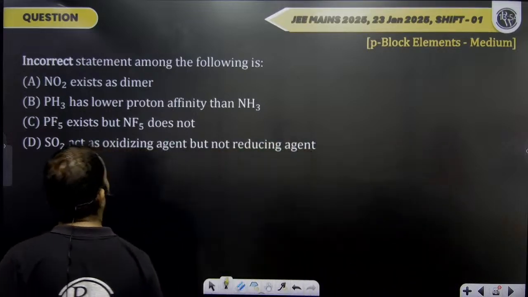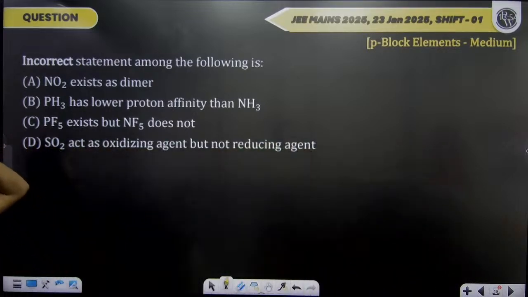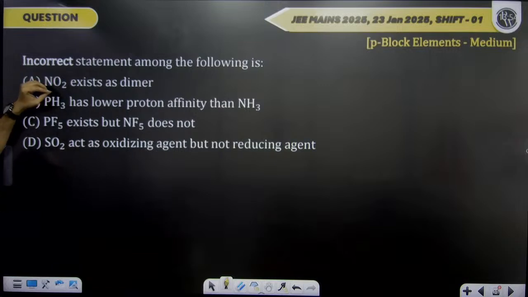The question is to find the incorrect statement among the following. Four options are given, four statements are written. We will see whether each statement is true or false. Okay, chalo. First statement: NO2 exists as a dimer. Can you tell whether it is true or false?